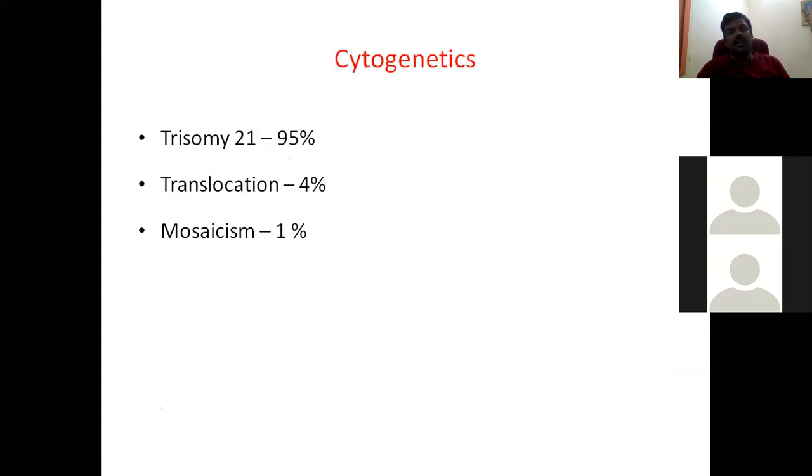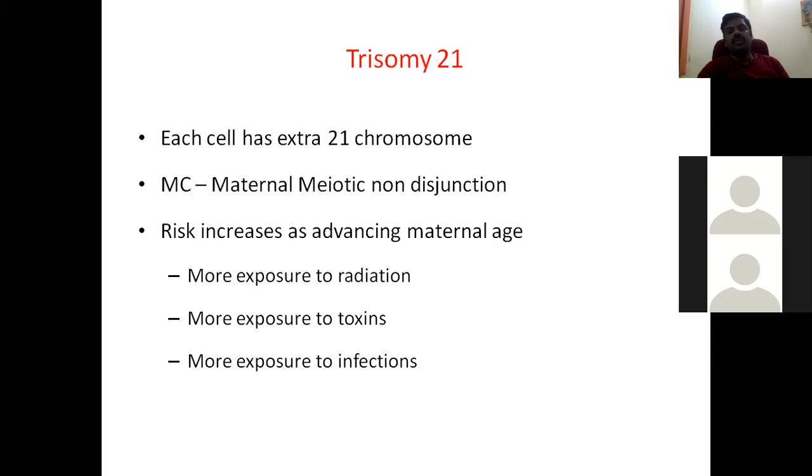And coming to cytogenetics, we have three mechanisms by which Down syndrome can occur. One is an extra chromosome itself, that is trisomy 21. It contributes about 90% and is the most common. Translocation is seen in about 4%, where the 21st chromosome is translocated with another chromosome. Then 1% occurs in mosaicism. In trisomy 21, each cell has an extra chromosome 21, and this most commonly comes through meiotic non-disjunction.